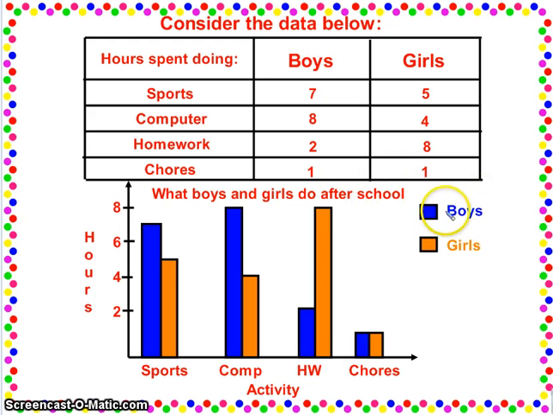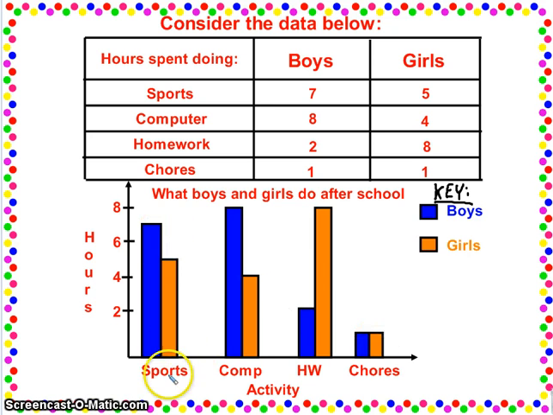Okay, we make a key. So this right here is our key, and basically what the key tells us is which color represents the boys and which color represents the girls. So I wrote the categories on the bottom. I labeled it activity. I wrote a scale on the Y. I labeled it hours, and then I made a bar for each one of boys and girls. So boys are 7, girls are 5. Boys are 8, girls are 4. Boys are 2 because they're spending so much time on the computer. Girls spend 8 hours, and then the boys and the girls are the same for that.